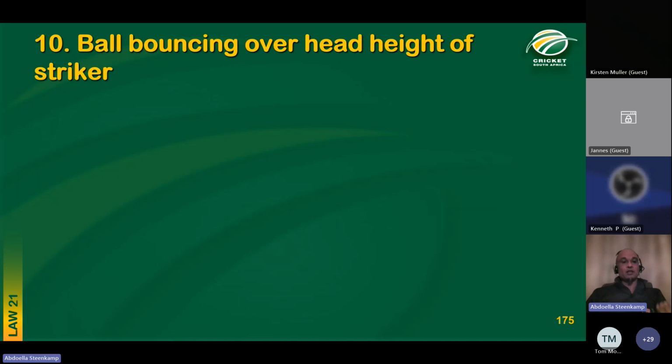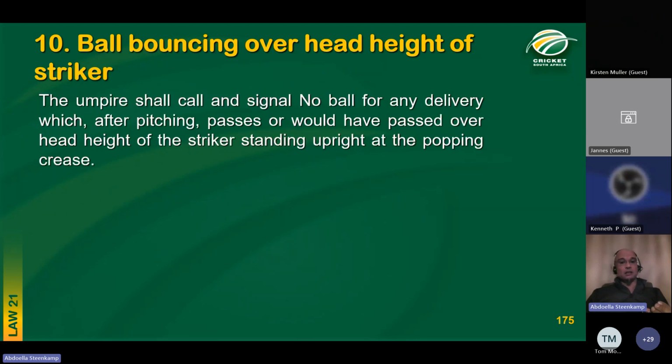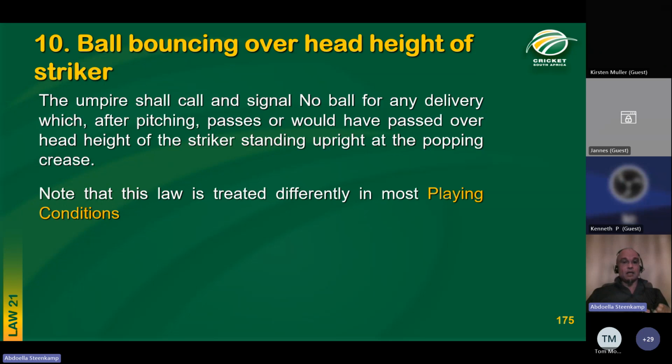Again, we're covering what the laws of cricket say is a no ball. According to the laws of cricket, a ball that bounces over head height of the striker should be called a no ball. So if a delivery after pitching passes or would have passed over head height of the striker standing upright at the popping crease, according to the laws of cricket, the umpire is to call and signal no ball.